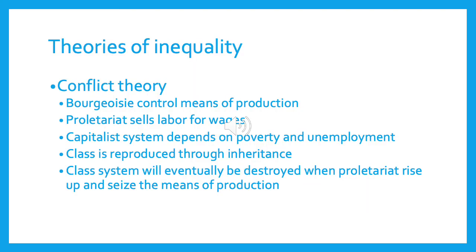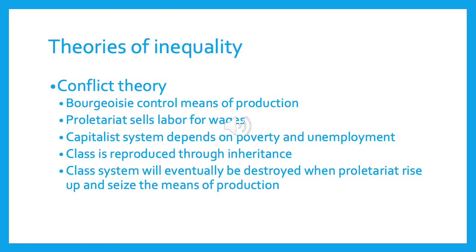Let's talk about some theoretical perspectives on social inequality, specifically class inequality or social stratification. So, the most straightforward theory related to social inequality is conflict theory. According to conflict theory, the bourgeoisie, or the capitalist class, control the means of production. The means of production here just mean anything used for making money. So it could be a factory, a farm, a ship, an industry of any kind. The proletariat, or working class, sells their labor for wages.